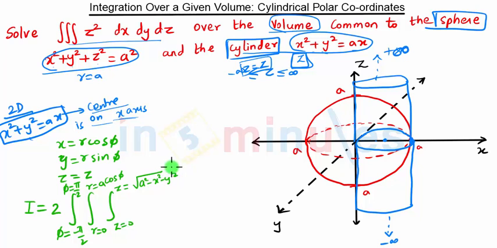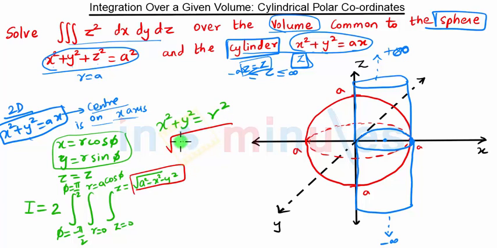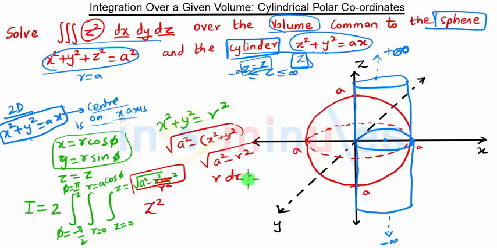When we add, x square plus y square will be r square. So from this we have a square minus, taking the minus sign common, x square plus y square. So this term will become root of a square minus r square. Then we have z square, so we keep z square as it is. Then we have dx dy dz, and dx dy dz we substitute as r dr d phi dz. So instead of dx dy dz we will have r dr d phi dz.